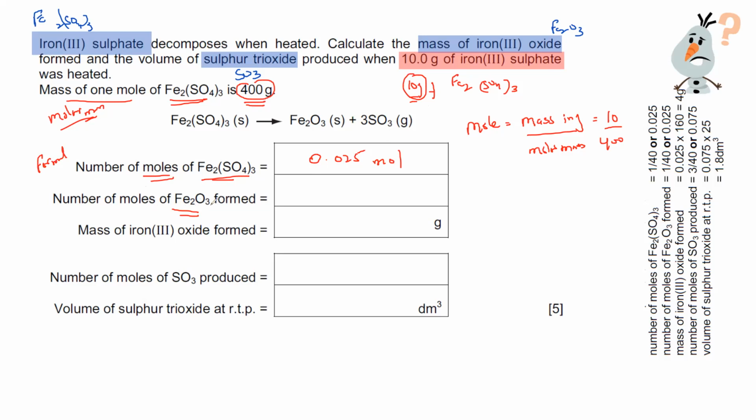they're asking the number of moles of iron 3 oxide formed. Is any information given about iron 3 oxide? We don't have any information about iron 3 oxide, nothing is given. So if nothing is given, how to solve that part? We'll use a ratio.